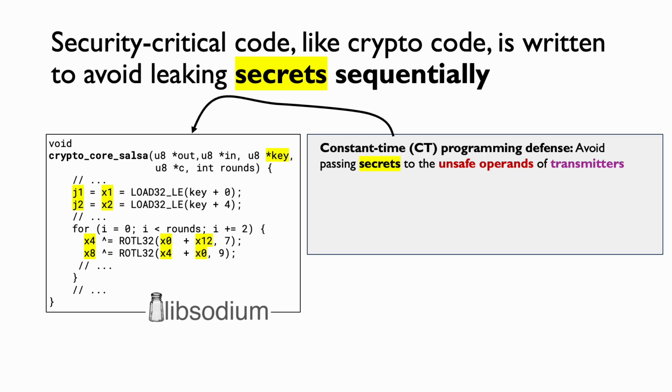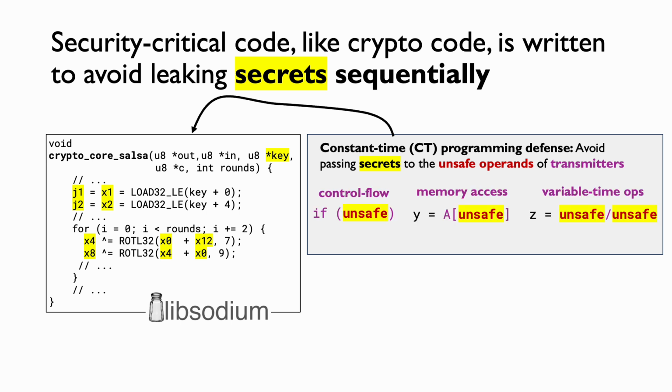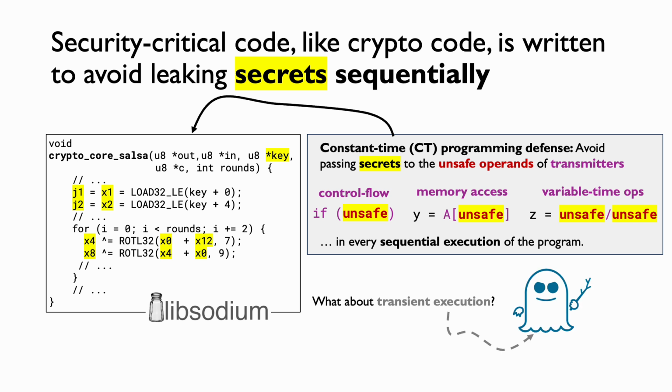It avoids passing secrets to the unsafe operands of leaky instructions called transmitters. Common transmitters include branches, memory accesses, and variable time operations like division. However, constant-time programs only consider sequential executions of the program. That means they may still pass secrets to transmitters during transient execution, thereby leaking them. And so this is exactly what happens in a Spectre attack.